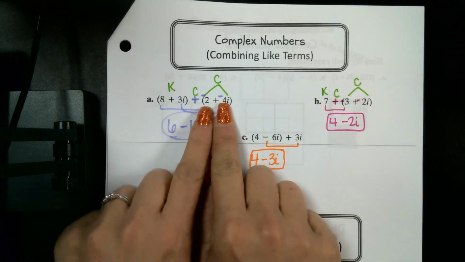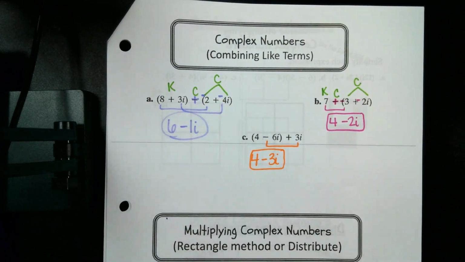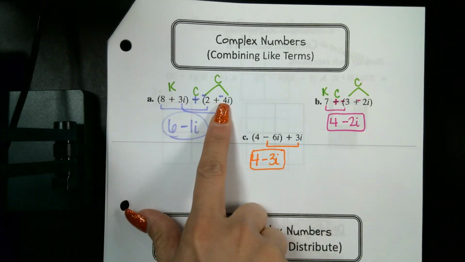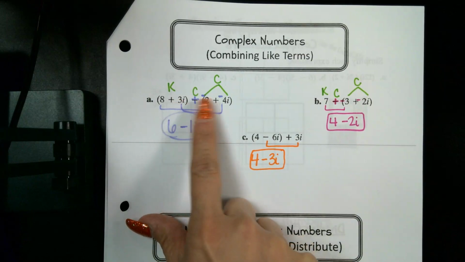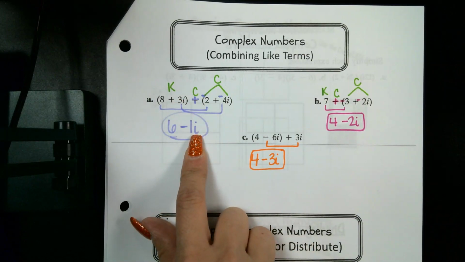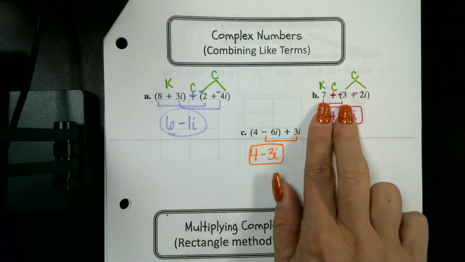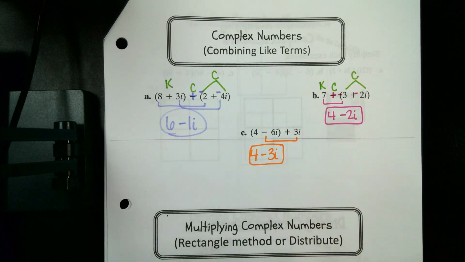So this is what I was talking about before. See how I just changed it directly on the problem? That's how I usually do it. If that confuses you, just rewrite it. That's fine too. But I had to do a keep, change. That made the 2 negative and the 4i negative. So 8 with a negative 2 is 6, and 3i plus negative 4i is negative 1i. Over here, I changed this to negative and this to negative. These are the only two that pair up to make 4, and then the minus 2i stays the same.